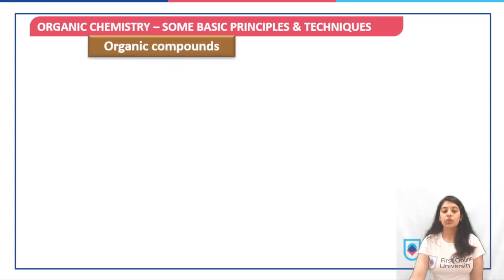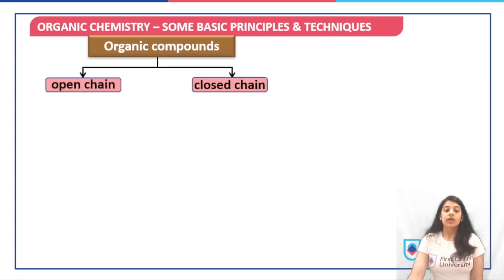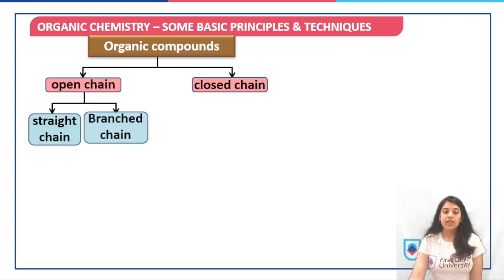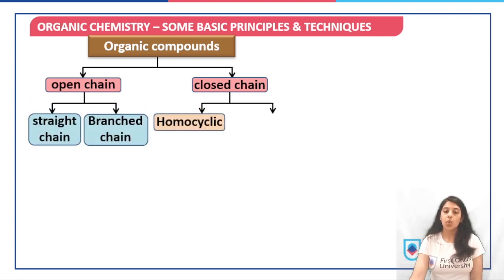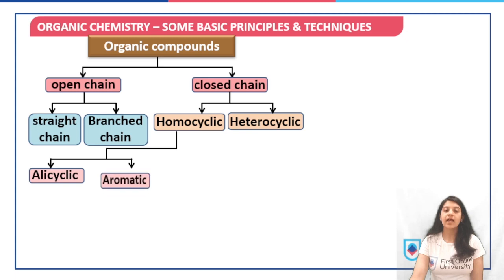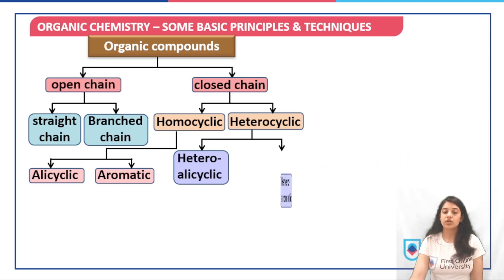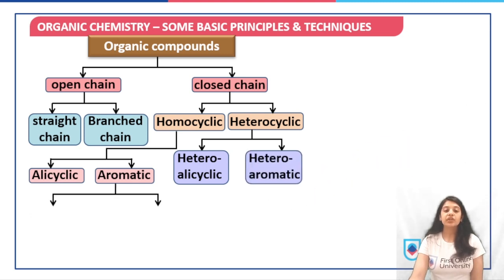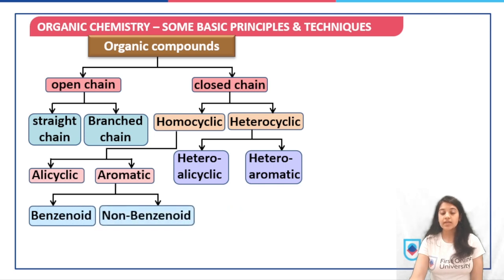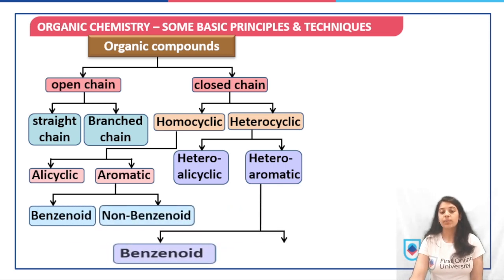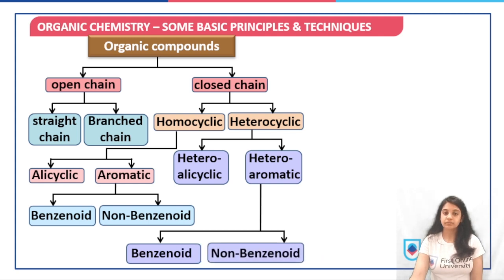So now finally look at the classification. Organic compounds into open chain and closed chain. Open chain into straight chain and branched chain, closed chain into homocyclic and heterocyclic, homocyclic further classified into alicyclic and aromatic, and heterocyclic further classified into heteroalicyclic and heteroaromatic, then aromatic further classified into benzenoid and non-benzenoid, similarly heteroaromatic classified into benzenoid and non-benzenoid. This is going to be the complete flow chart that we have discussed in so many slides.